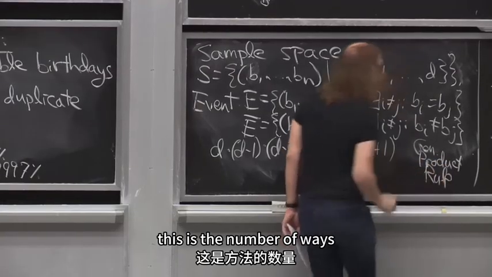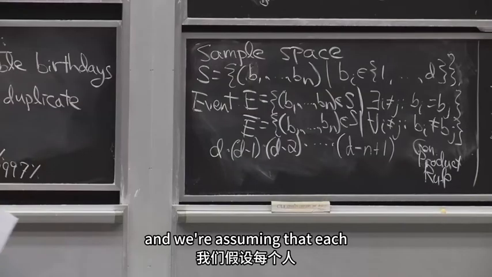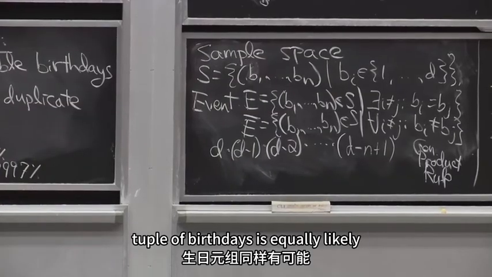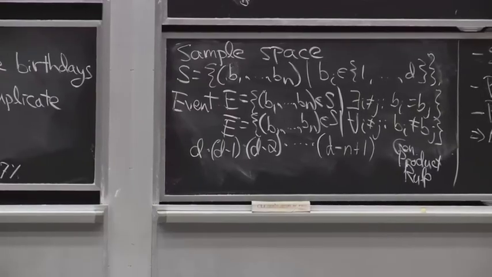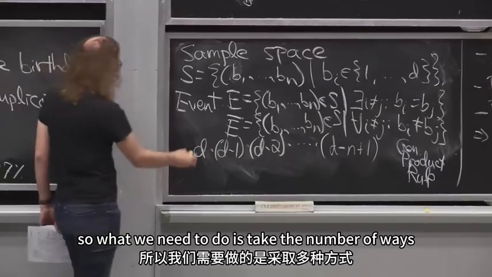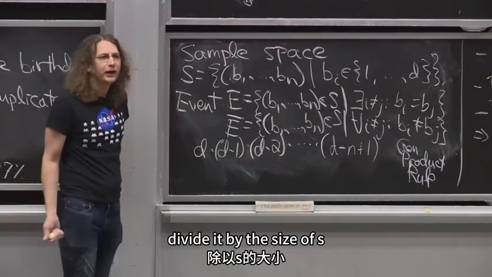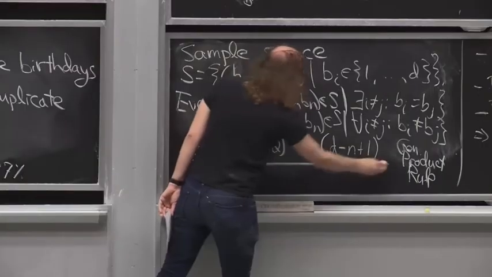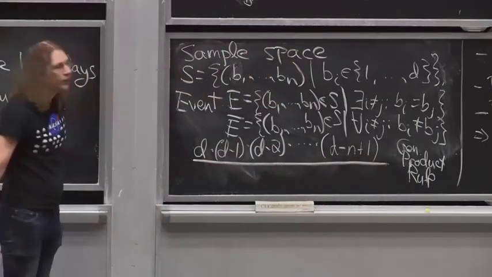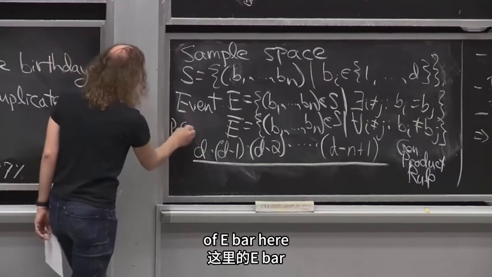This is the number of ways. And we're assuming that each tuple of birthdays is equally likely. This was our assumption: everything is independent and uniform. So what we need to do is take the number of ways this happens and divide it by the entire size of the sample space. Divide it by the size of S. This is going to give me the probability of E bar here.